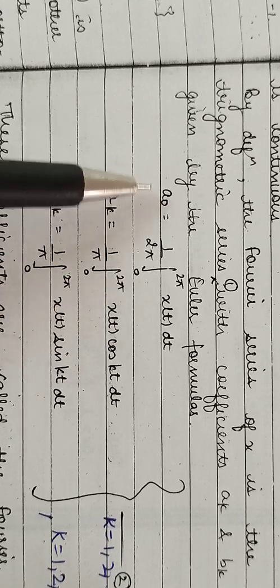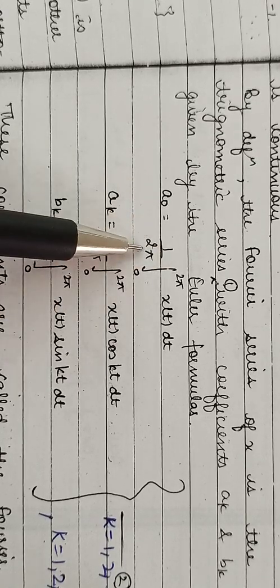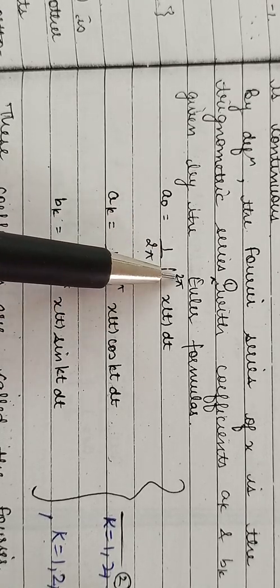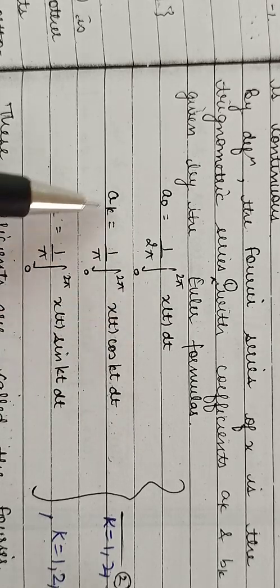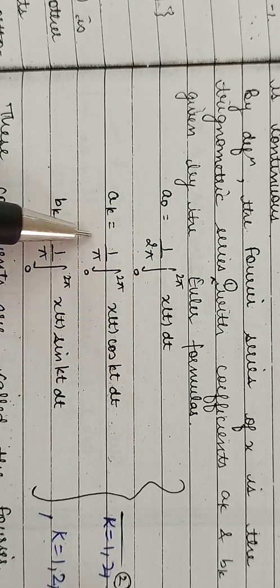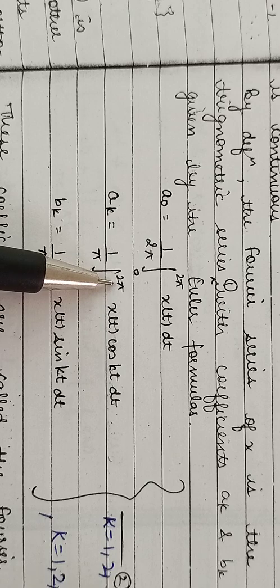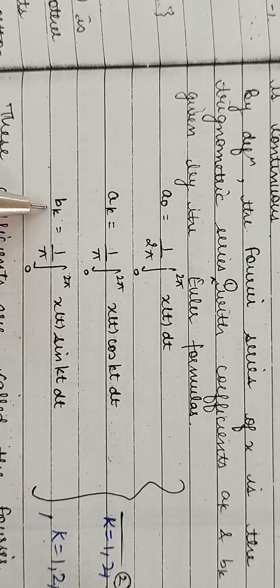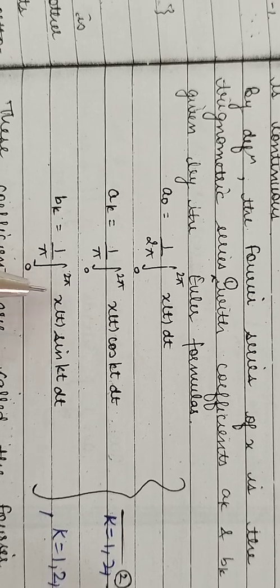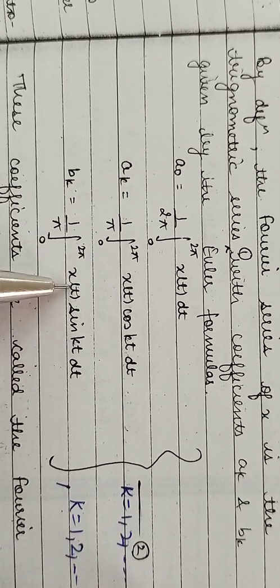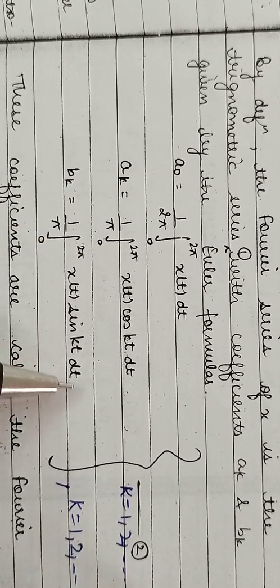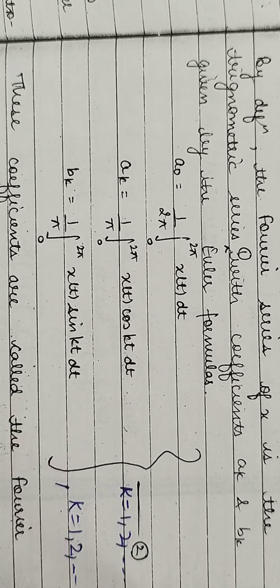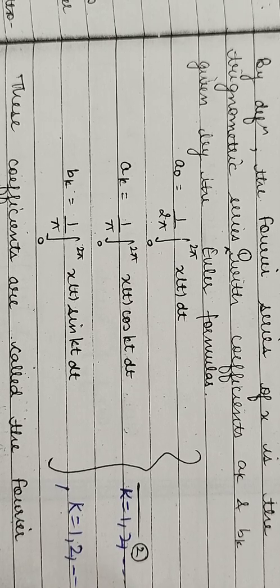a naught is 1 upon 2 pi integral 0 to 2 pi of the function x. ak is 1 upon pi integral from 0 to 2 pi of the function x into cos kt. bk is defined by 1 upon pi integral 0 to 2 pi of x into sin kt, where k varies from 1, 2, 3 and so on. So these are the Fourier coefficients of the function x.